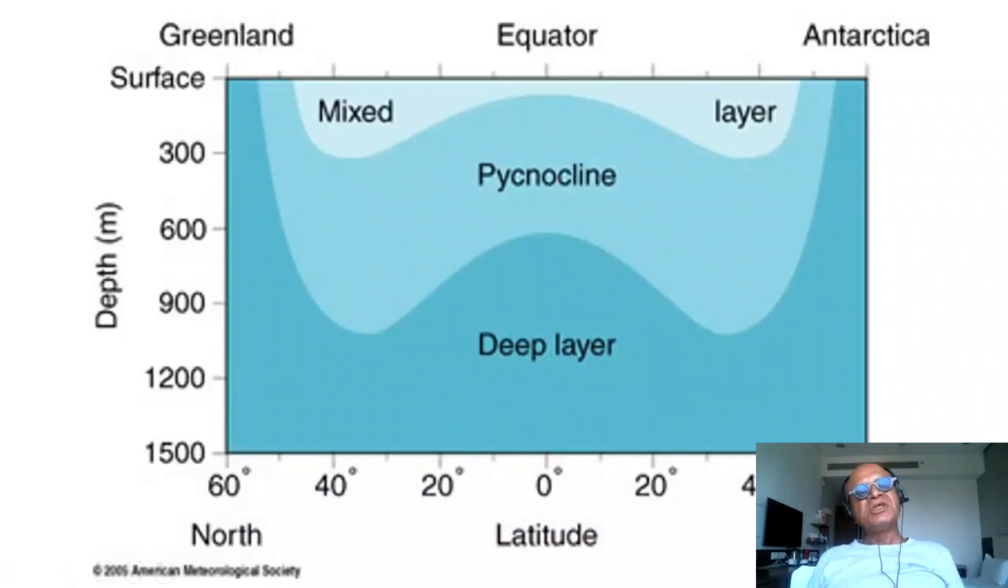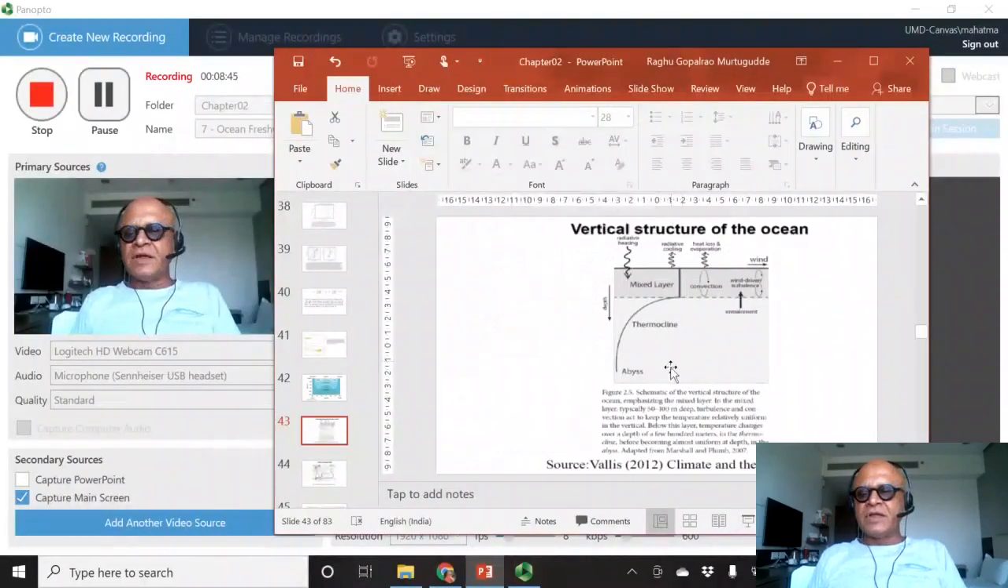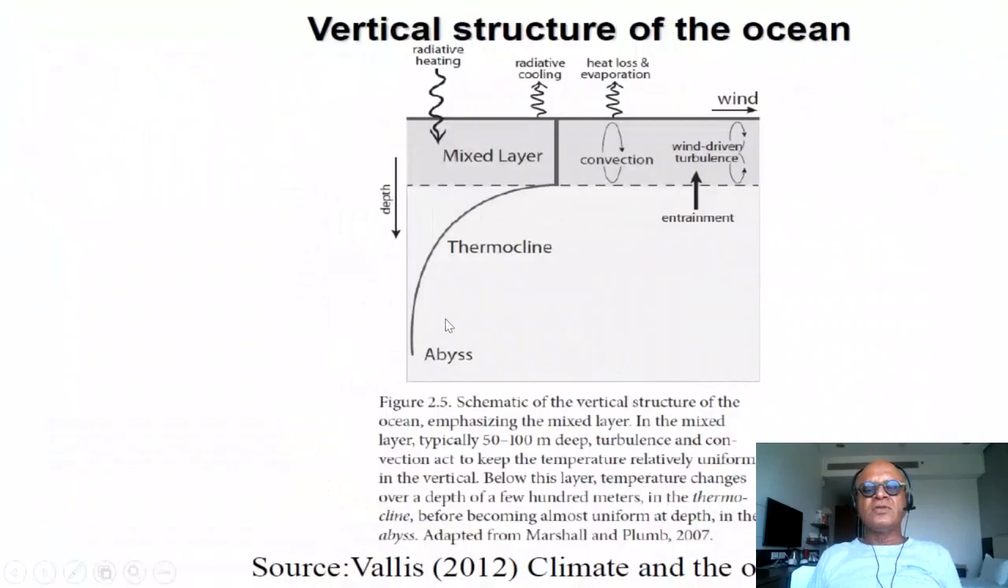So as I mentioned before, in the atmosphere it's very common to look at zonal mean meridional sections, but in the ocean that doesn't always make sense because we have strong boundaries. Let me add a little bit. The vertical structure typically looks like this.